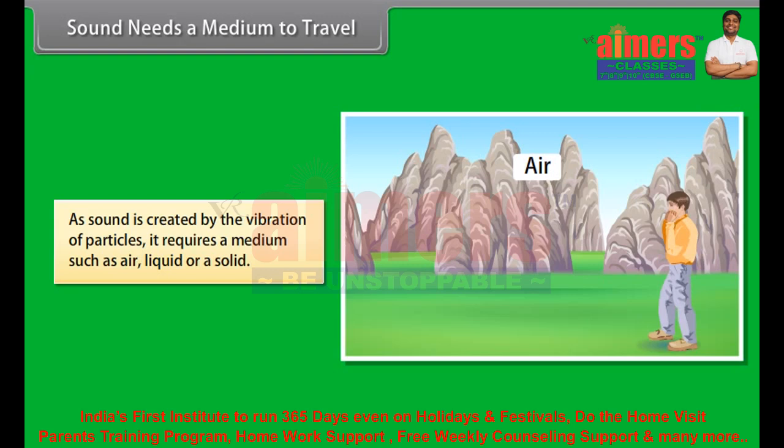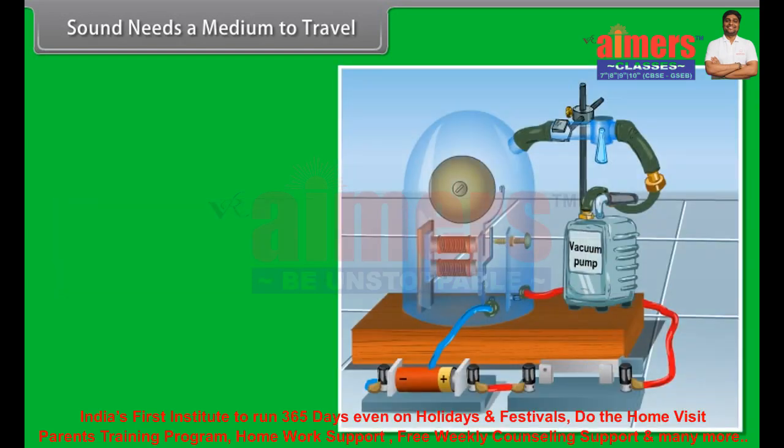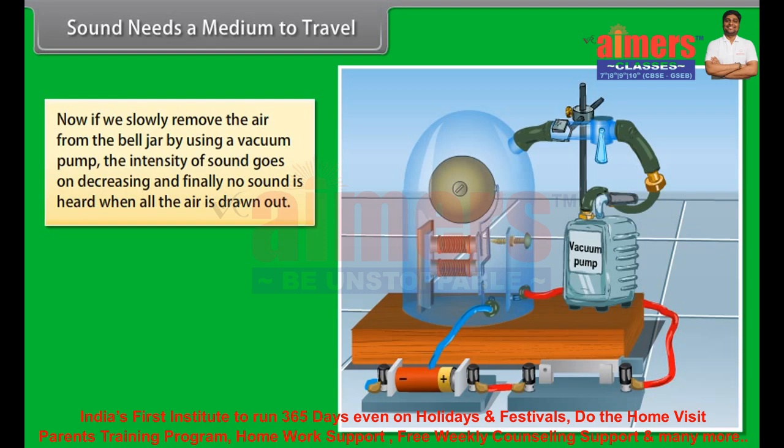But how can we prove that it needs a medium to travel? Let's see. Look at this figure. Here, an electric bell is suspended inside an airtight glass bell jar connected to a vacuum pump. As the electric bell circuit is completed, the sound is heard. Now, if we slowly remove the air from the bell jar by using a vacuum pump, the intensity of sound goes on decreasing and finally no sound is heard when all the air is drawn out.